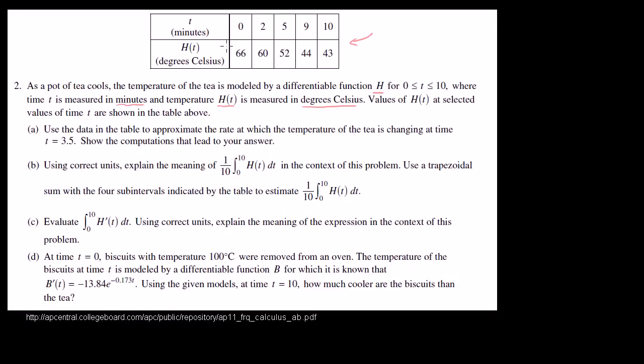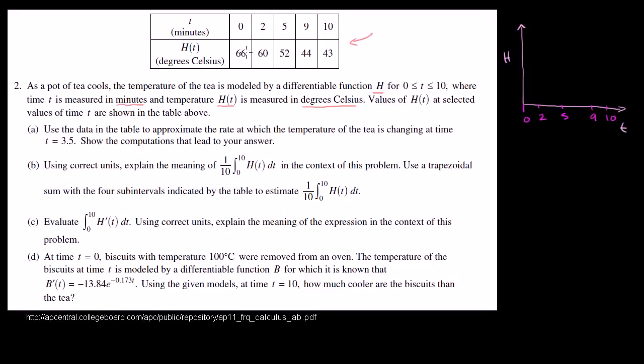So they give us a bunch of points. Let's just graph this so we can visualize what this data is telling us a little bit. And I suspect that this might be useful. So this right over here is our temperature axis, the temperature at any moment in degrees Celsius, and this is our time axis. They gave us the time at 0, 2, 5, 9, and 10, and the temperature at those times. So this is 0, 2, 5 is a little bit further, 9, and then 10.